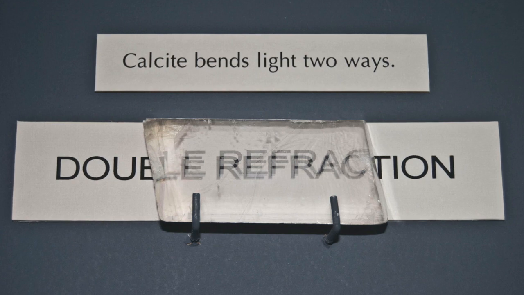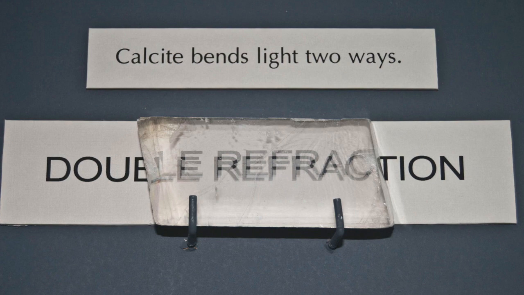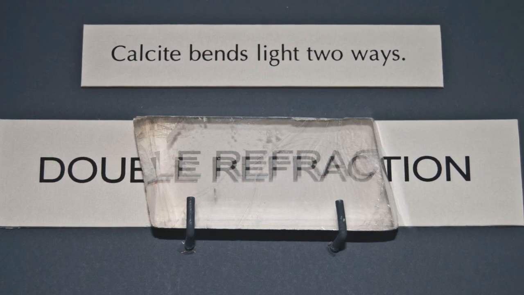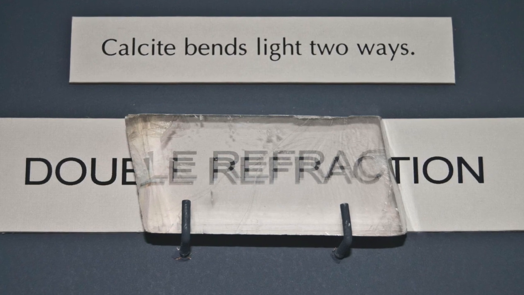Calcite is a mineral that can form crystals like this. This strange phenomenon is happening because this crystal somehow has two different indices of refraction. How do we reason about what's happening?